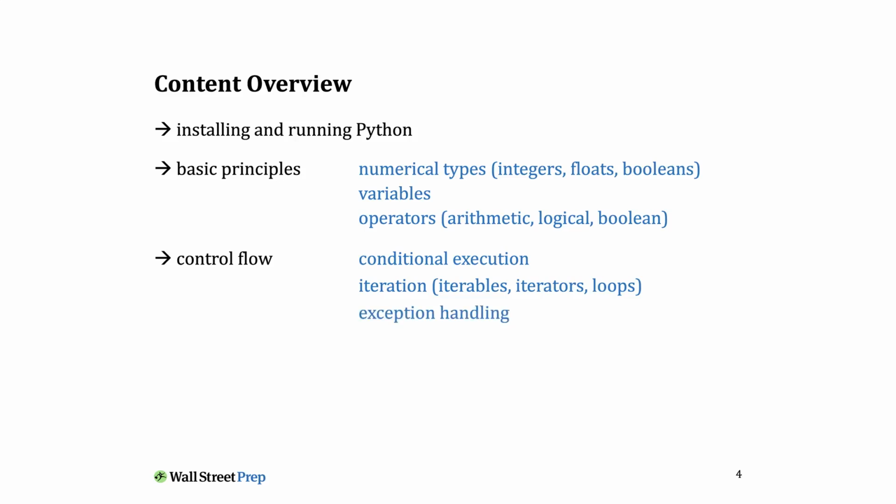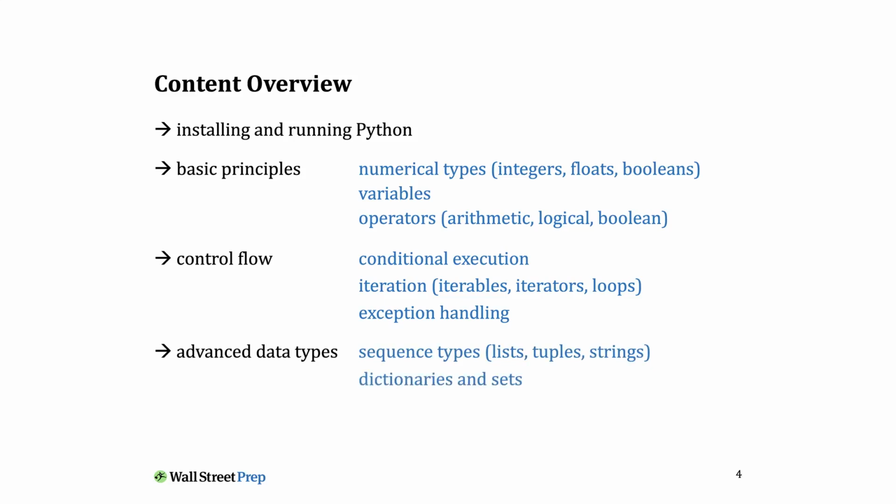We'll also look at exception handling. Exception handling is actually a form of control flow. So we can actually, in our applications, trap an error. When an error occurs, we can actually trap it and decide to do something about it. We'll look then at more advanced data types. So we're going to look at things like sequence types, which are things like lists and tuples and strings. Then we'll look at dictionaries and sets, what those are and how they work.